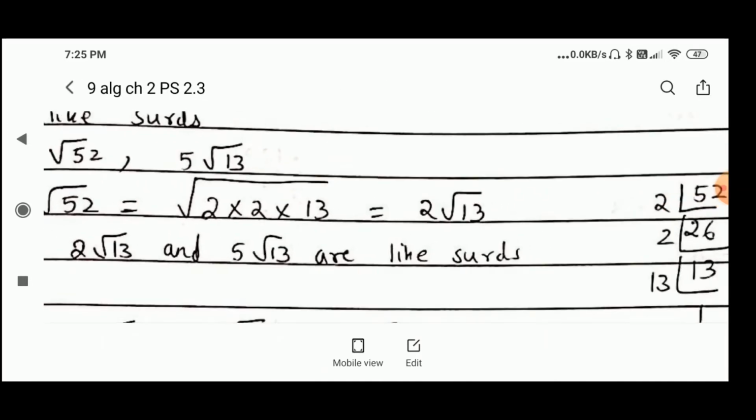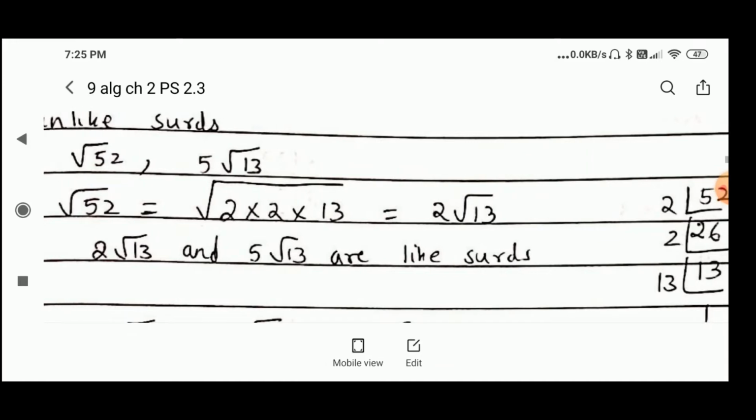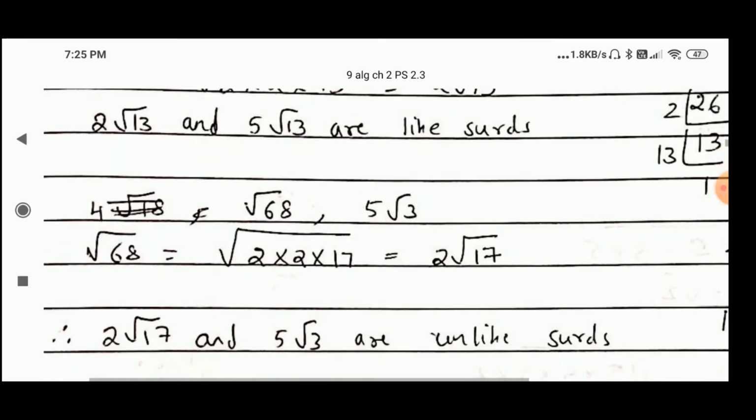So take out 2 from the first pair. So 2 root 13. So 2 root 13 and 5 root 13. So the irrational factors, root 13, they are surds. So 2 root 13 and 5 root 13 are like surds.